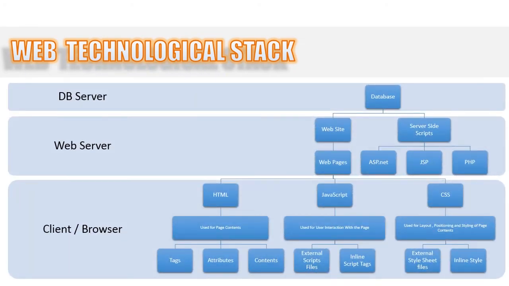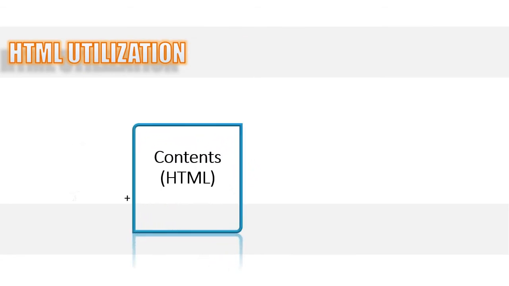Now let us see how a user request flows in the whole cycle of request and response. The web technological stack is mostly composed of three layers. The DB layer resides on the database server, the website resides on the web server, and web clients reside on the user machine in the form of web browsers.